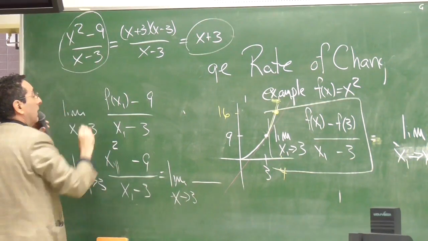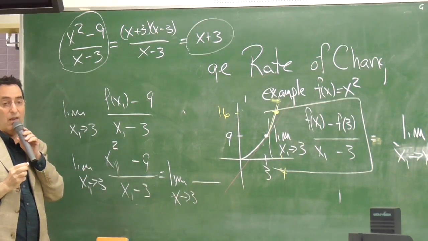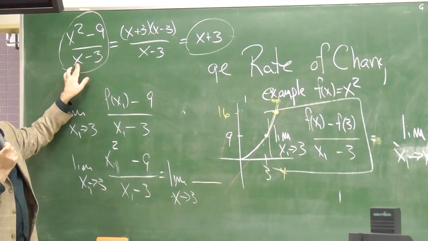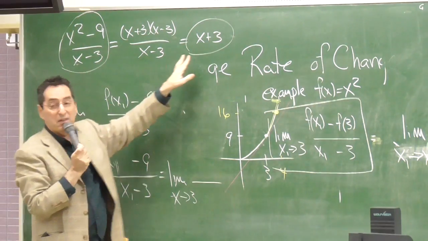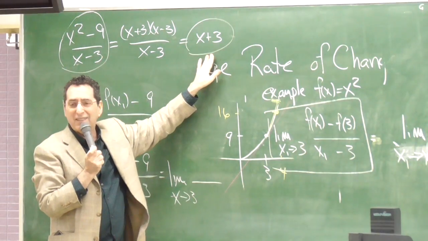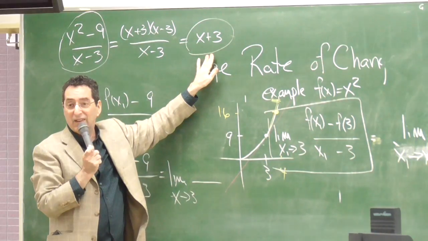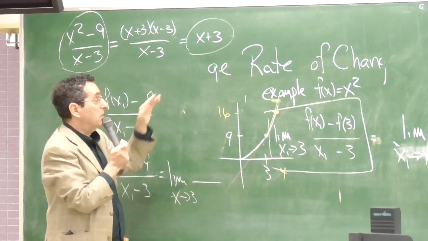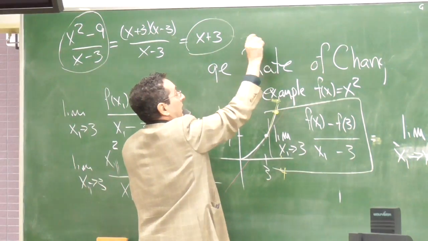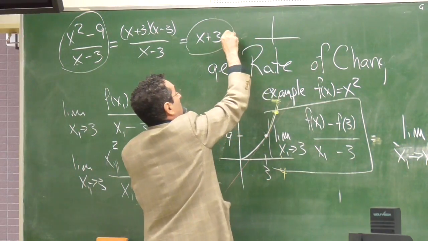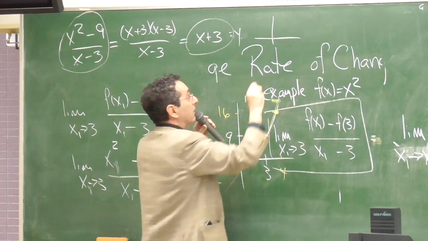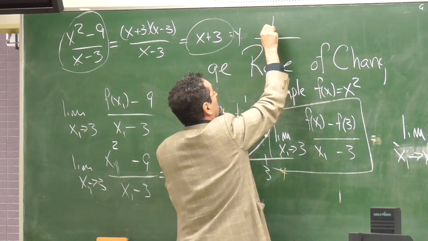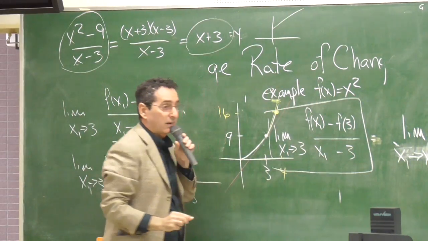Why not? It's not, because this one is not defined at 3, technically. But this one is certainly defined at 3. So not exactly the same. A little bit different. Slightly different. Okay, so what's the graph of this look like? Y equals x plus 3. What's that look like? That's just a straight line, right? Here's 3. Just like that.